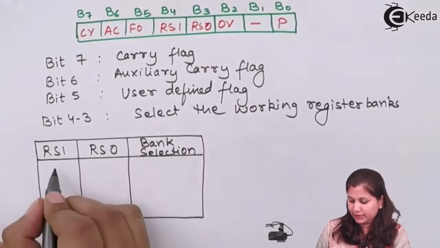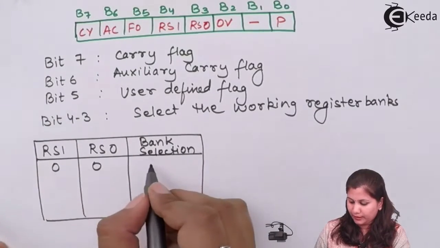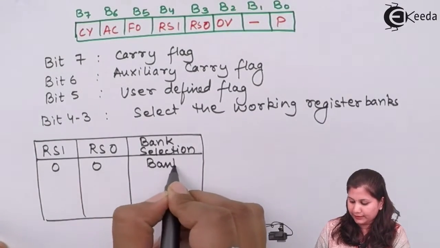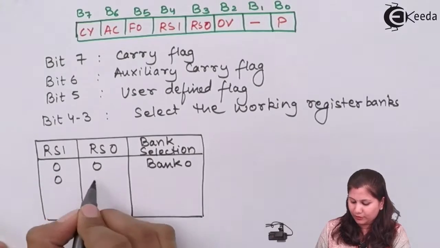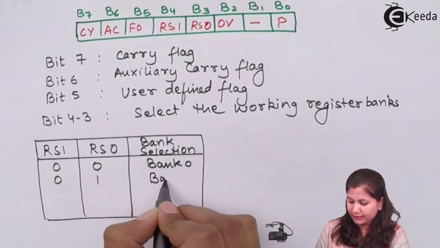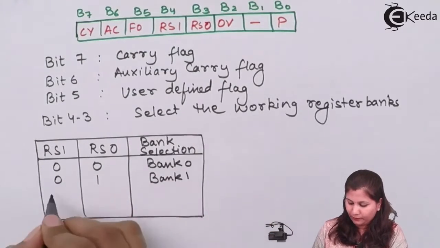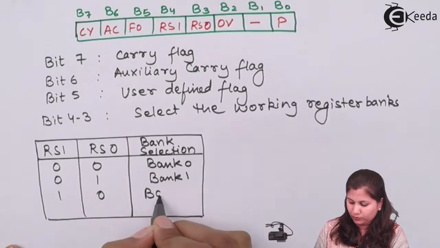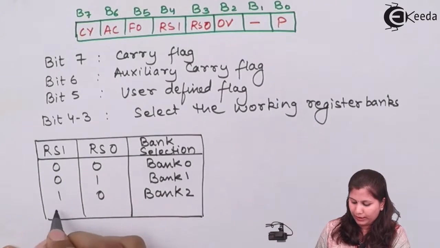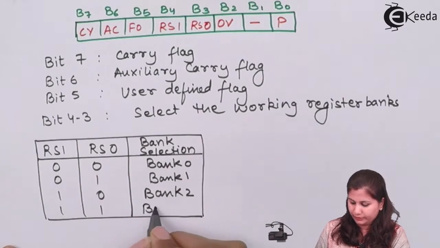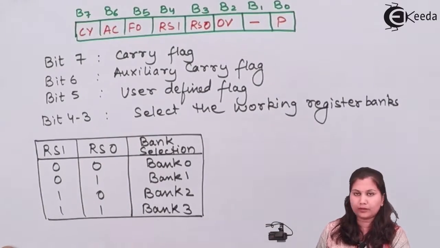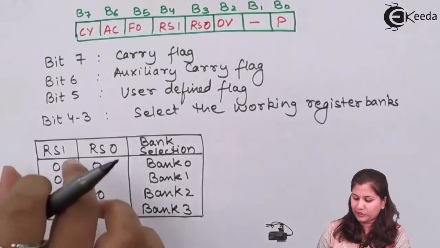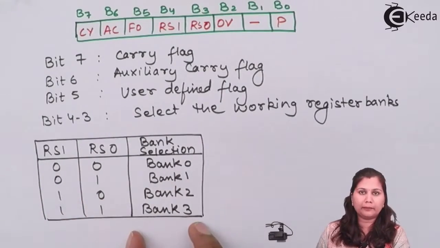When these bits are 0 0, then bank 0 is selected. If it is 0 1, then bank 1 is selected. 1 0, bank 2, and 1 1, then bank 3. In this way, these 2 bits select the banks.